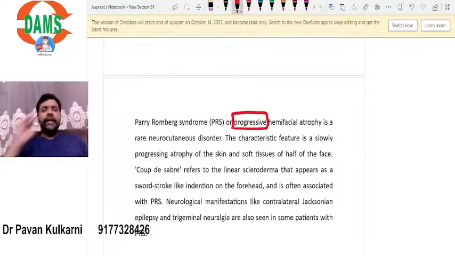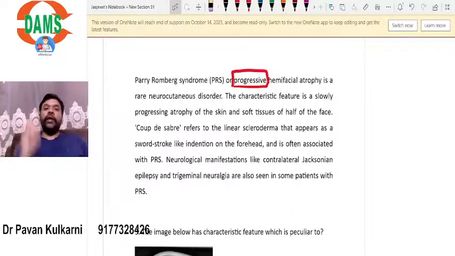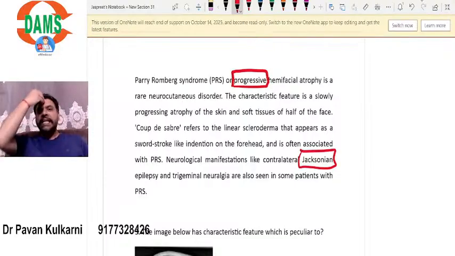Typically these patients have neurological manifestations, particularly Jacksonian epilepsy. This is very important, please remember. Scleroderma patients don't have neurological manifestations. Parry-Romberg syndrome will. Why I am comparing with scleroderma is because scleroderma patients also will have a linear depression on the forehead.